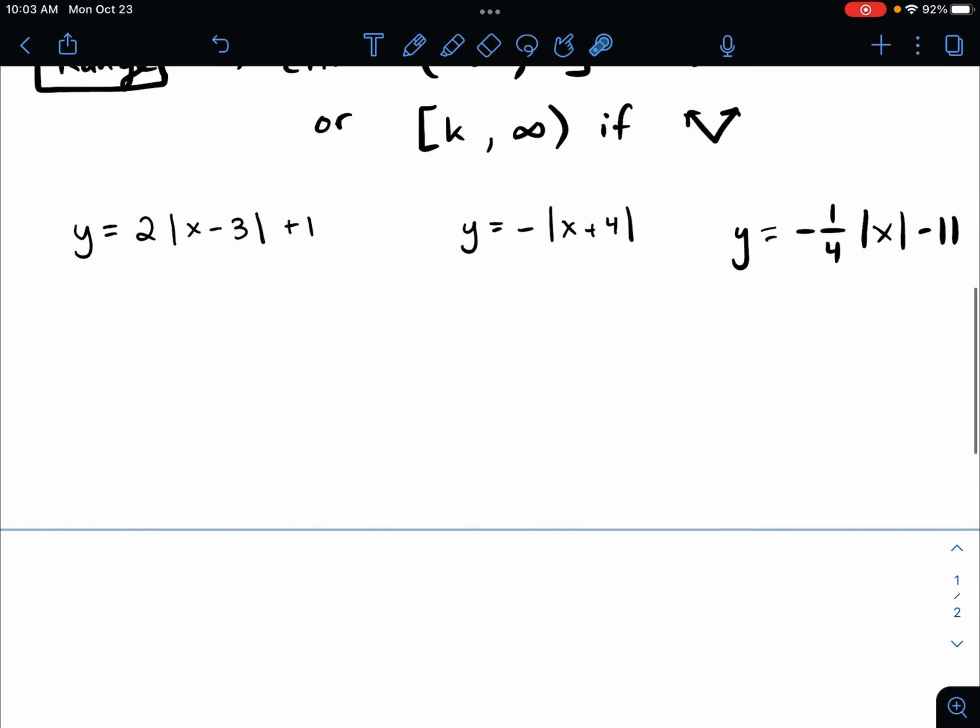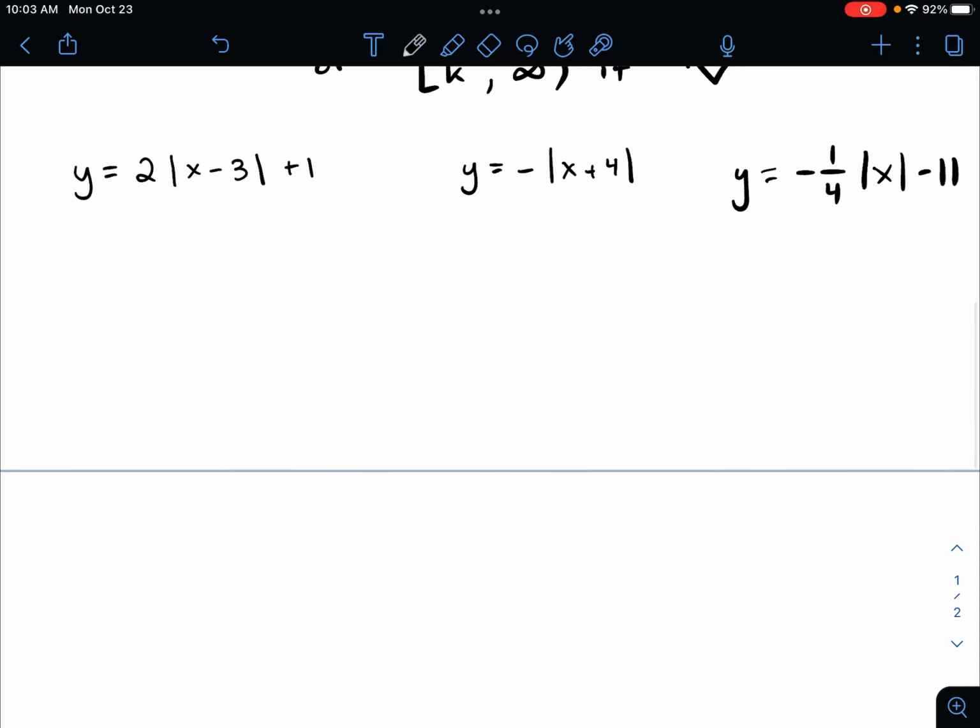So if we go ahead and try these 3 examples, we're going to try to identify the vertex, the domain, and the range for all of these. So let's do the vertex first.